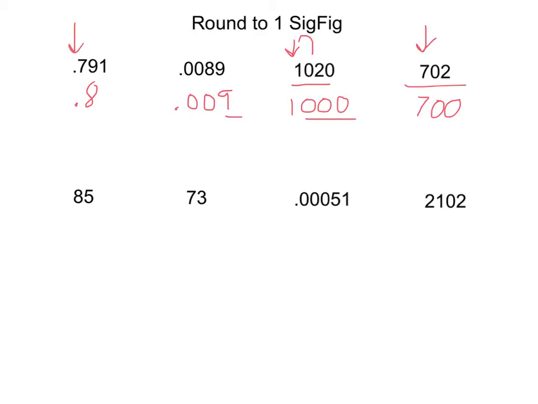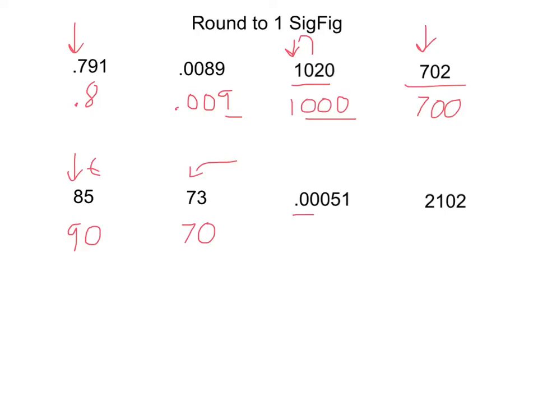85, same deal here, right? We're only allowed to have something in this place, but because it's a 5, I've got to round up to a 9, and I have to put the 0 there to hold the place, because we're in the tens place. Same deal here. That 7's going to stay a 7 because it's next to a 3, and that 3 is going to become a 0.